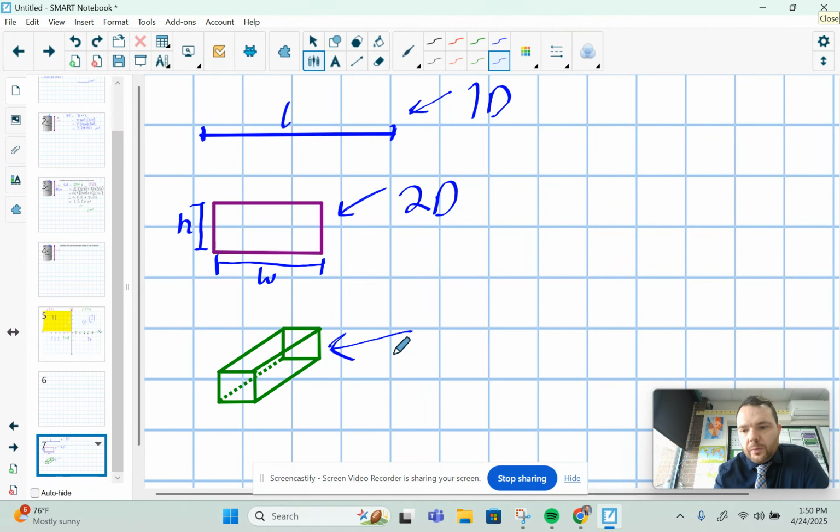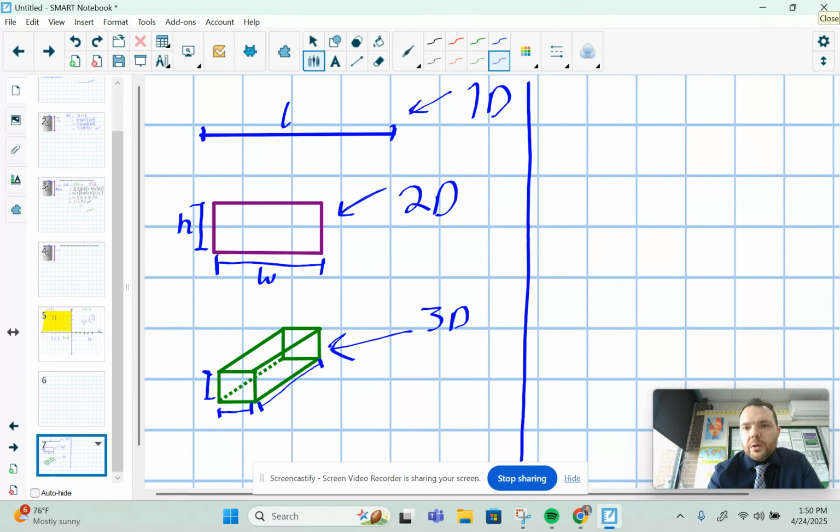Here's an example of a cuboid or a rectangular prism. This shape has three dimensions. It has width, it has height, and it has depth. Now I do appreciate there are other terms that are interchangeable, but we understand the basic concepts of a 1D shape, a 2D shape, and a 3D shape.